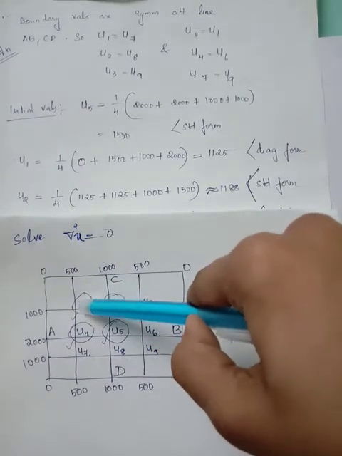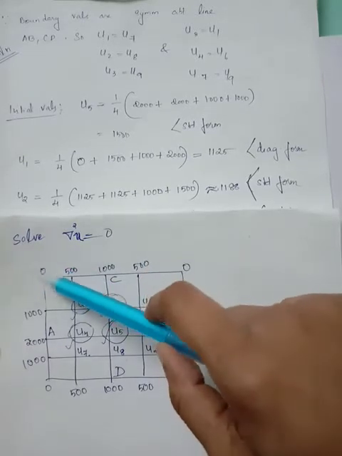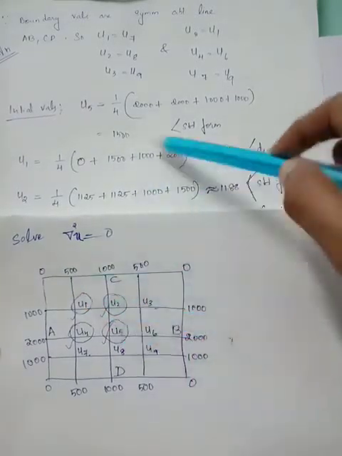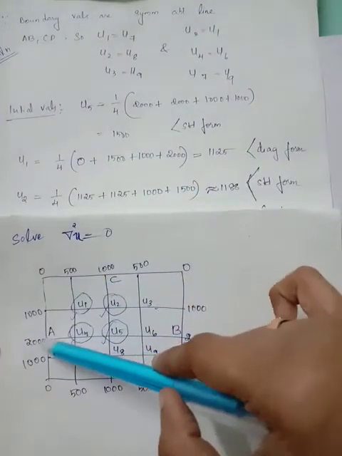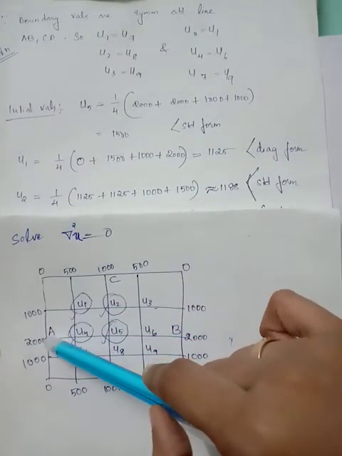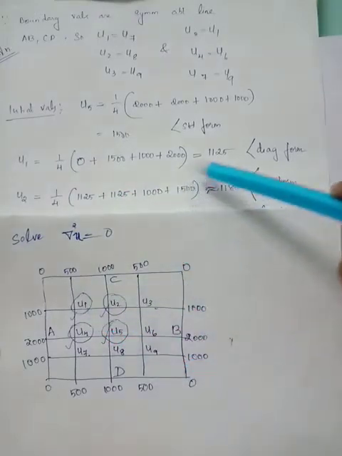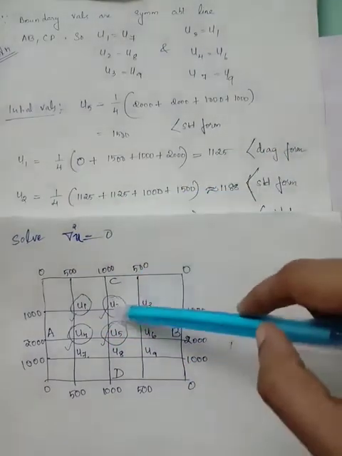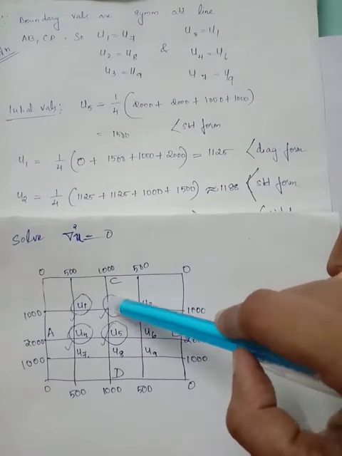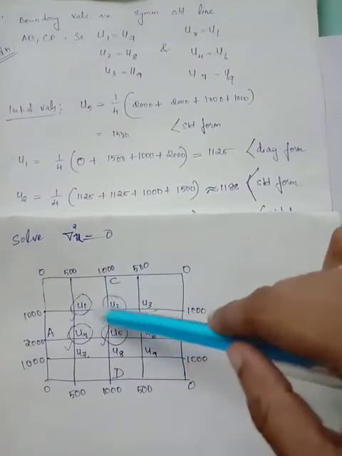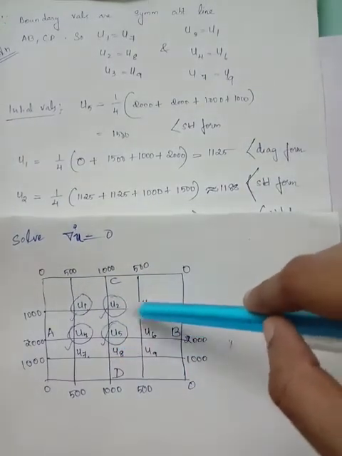Evaluation of u1 using the diagonal formula: that is 0 plus 1000 plus u5, already calculated, plus 2000, and you multiply the sum by 1 by 4 to obtain the value of u1 using the diagonal formula. Next, you have to find u2: 1000, u1, u5, u3. u3 is the same as u1.